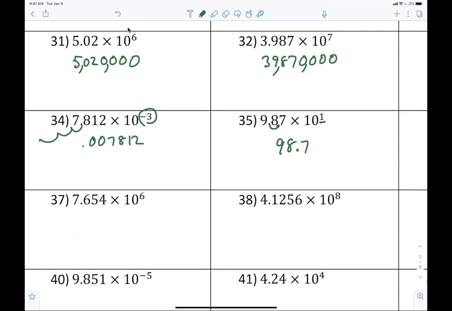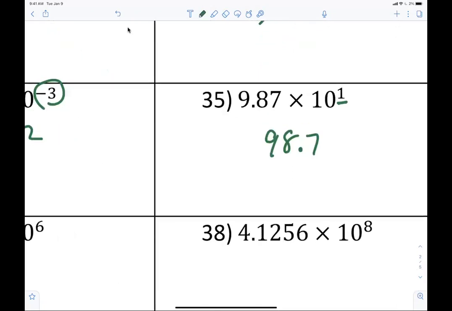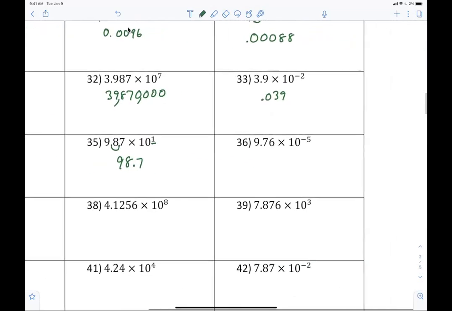All right, 10 to the first is 10. 10 to the second is 100. 10 to the third is 1,000. Is that better? Okay, yeah. So if it's a 1, you move the decimal to the right one spot. So here's my decimal. I move it one spot because the exponent is 1. Oh, okay. All right, which brings me to James.